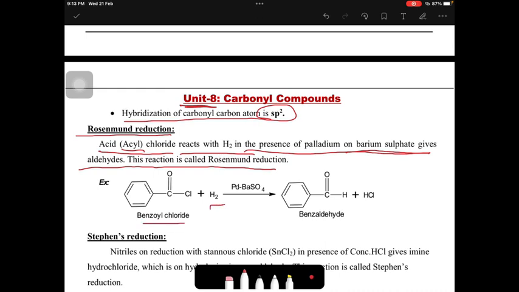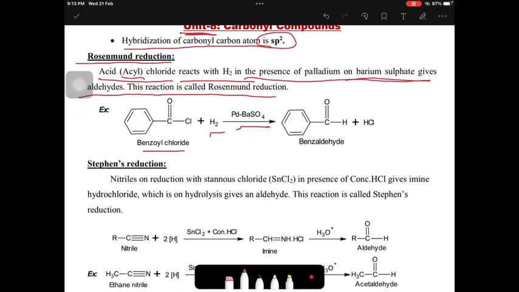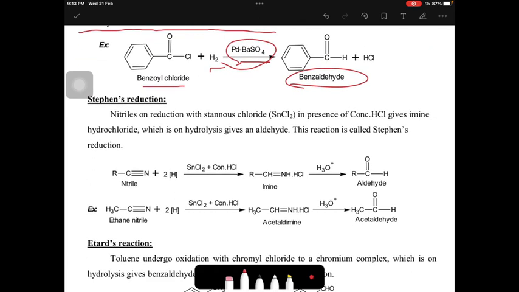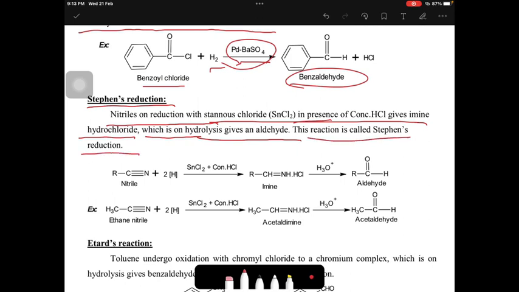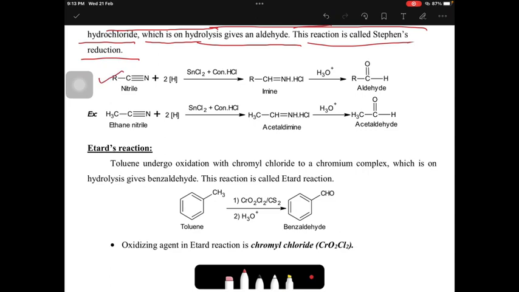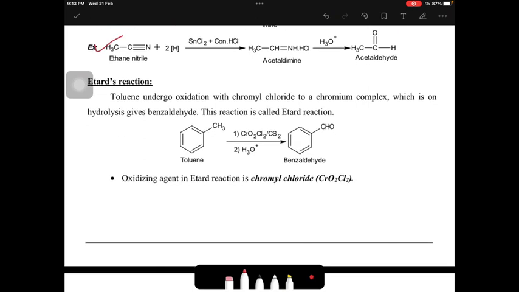Example: benzoyl chloride with hydrogen, barium sulfate, palladium as a catalyst. Product is benzaldehyde. Stephen's reduction: nitriles on reduction with stannous chloride in the presence of concentrated HCl give imine hydrochloride, which on hydrolysis gives an aldehyde. This reaction is called Stephen's reduction. General equation and example.